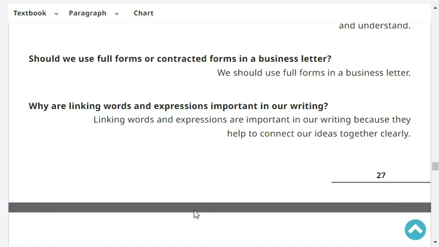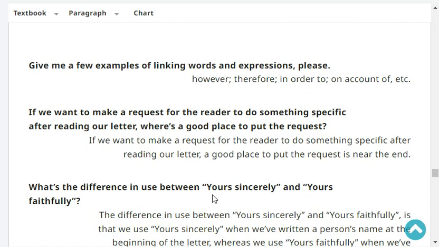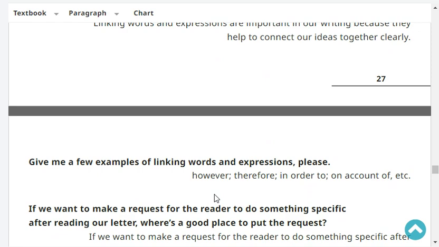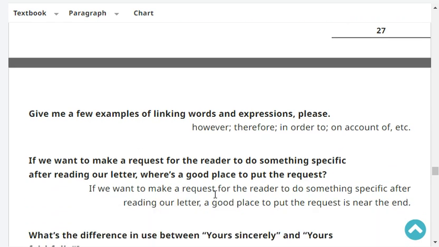Why are linking words and expressions important in our writing? Linking words and expressions are important in our writing because they help connect our ideas together clearly. Right, give me a few examples of linking words and expressions.